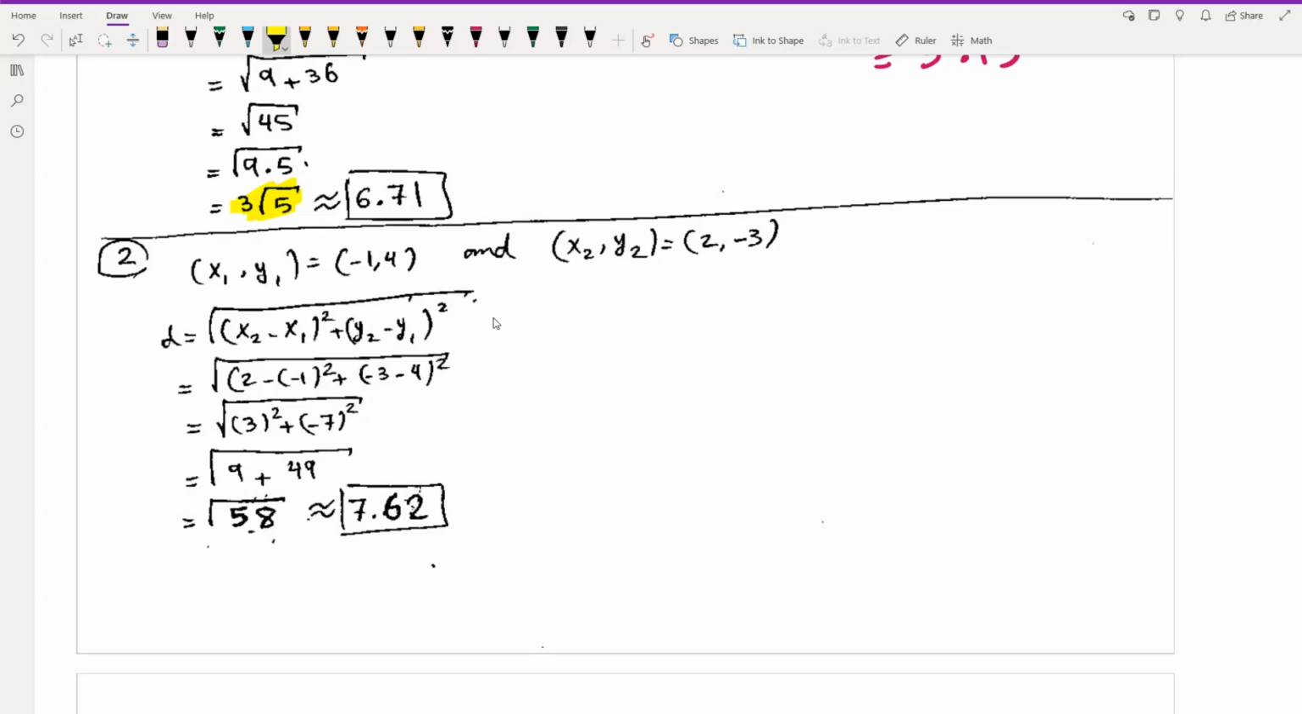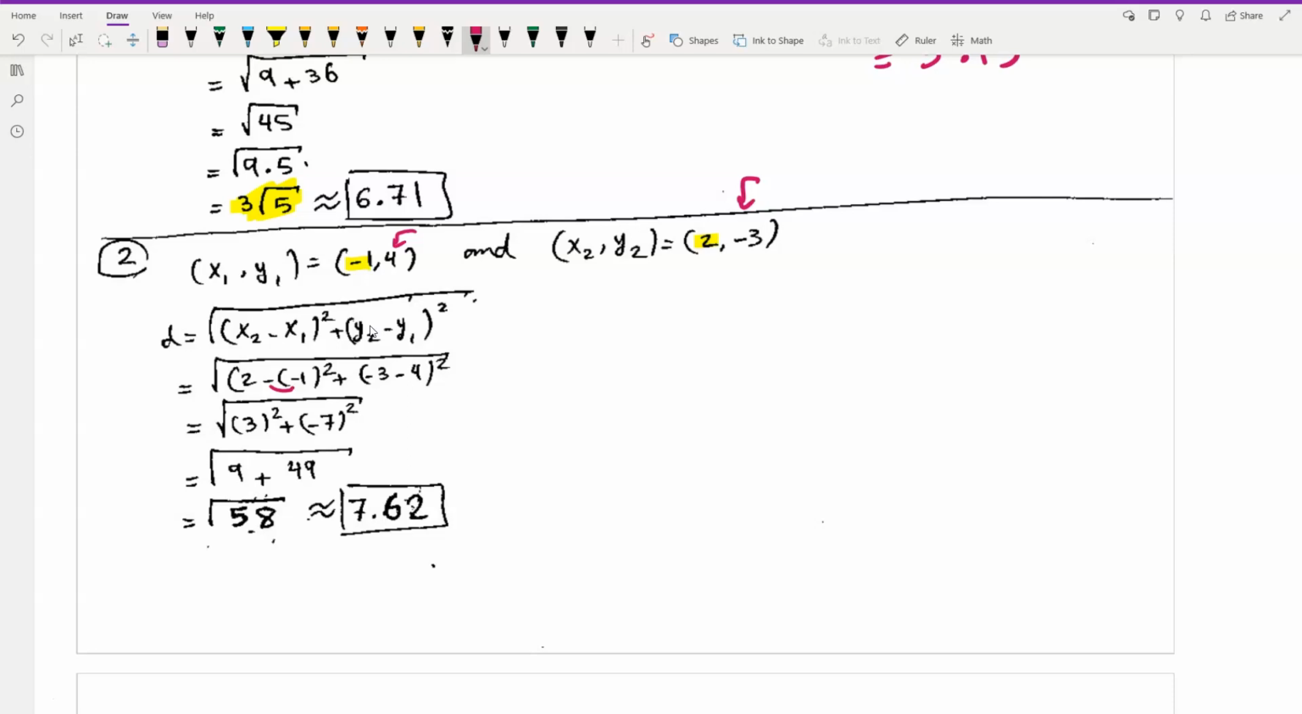Now, another example. We have these ordered pairs: (x1, y1) is (-1, 4) and (x2, y2) is (2, -3). So the distance is equal to the square root of (x2 minus x1) squared, where x2 is 2 and x1 is -1, plus (y2 minus y1) squared, where y2 is -3 and y1 is 4. Subtract these two and then square. Negative times negative is positive, so 2 plus 1 is 3, and then -3 minus 4 is -7.